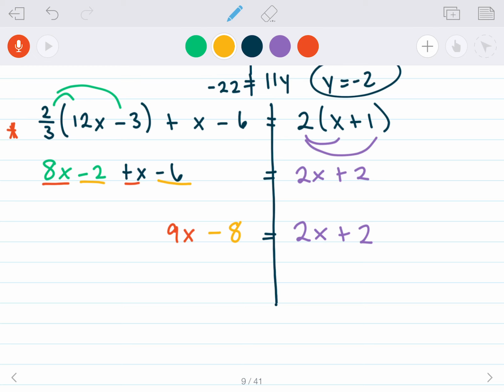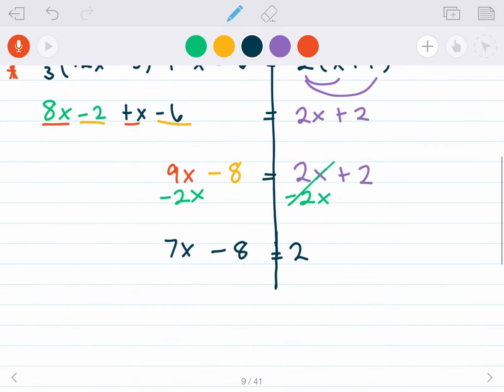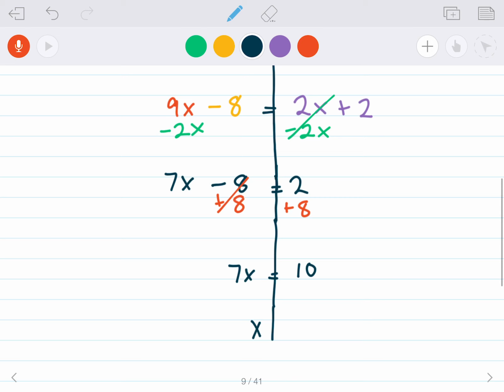So I am going to subtract 2x from both sides to get rid of the x on the right side. When I do that, that clears, and I'm just left with 2 on the right side. 9x minus 2x is going to give me 7x, and then I still have that minus 8. Okay, so from here, I can add 8 to both sides to give me 7x is equal to 10. Divide both sides by 7 to give me x equals 10 divided by 7, which cannot be simplified.